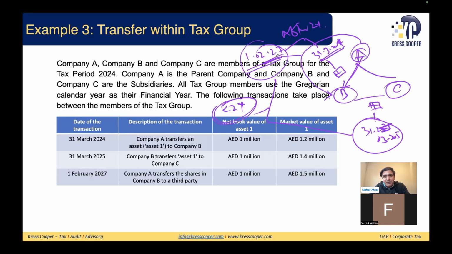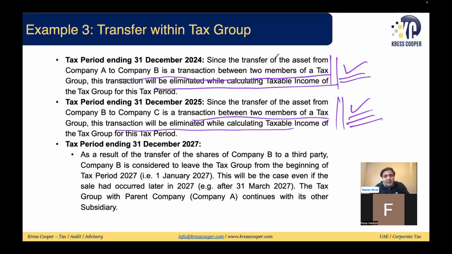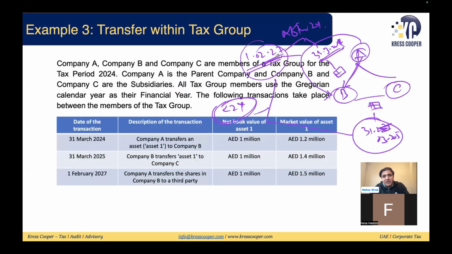A has sold the shares in B. Once A has sold the shares, A is not holding at least 95% shares in B. Conditions are not being met. So B will no longer be part of the tax group. And this transaction has occurred within two years: B has left the tax group within 2 years from the date of the transfer of the asset.